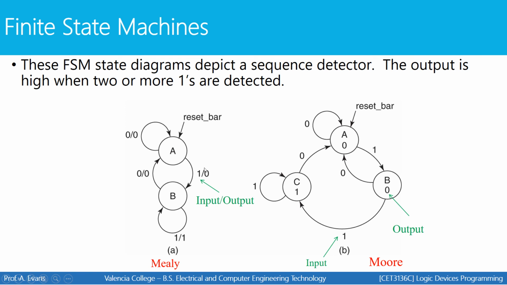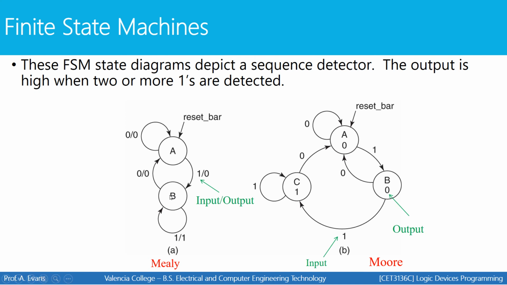So the input and the output are written right here on each arc with a slash in between. With the Mealy machine, let's say that I reset and begin in state A. If the input is a 1, I go to state B, and the output is 0 based on that input and the previous state. Once I'm in state B, if the input is a 1, the output is a 1 because that's the second 1 that has been detected.